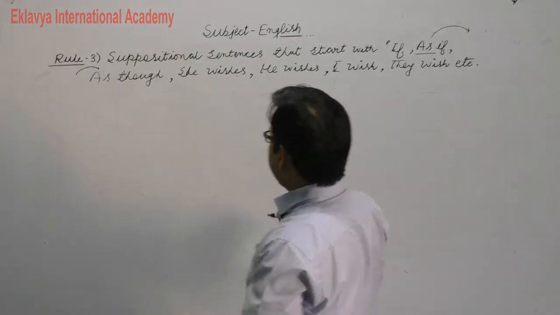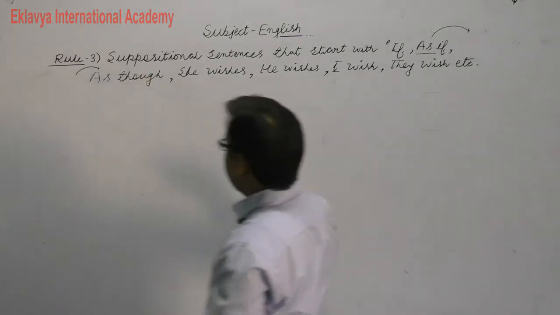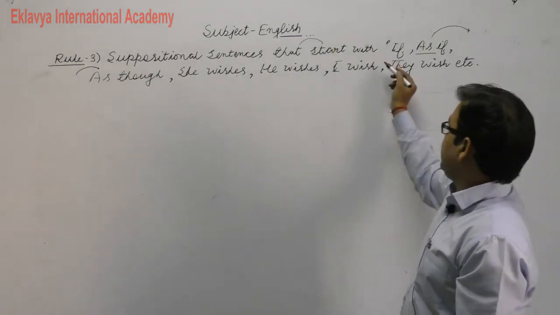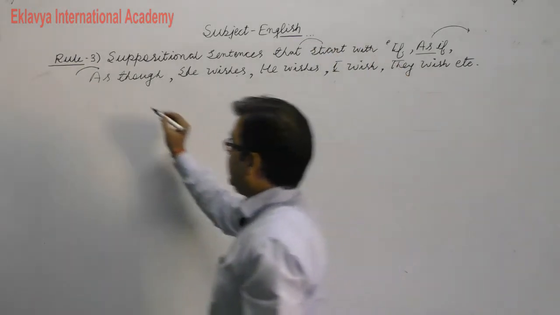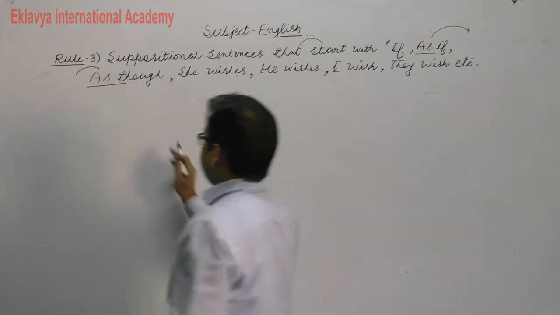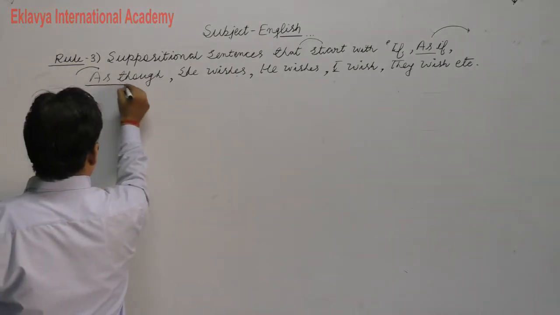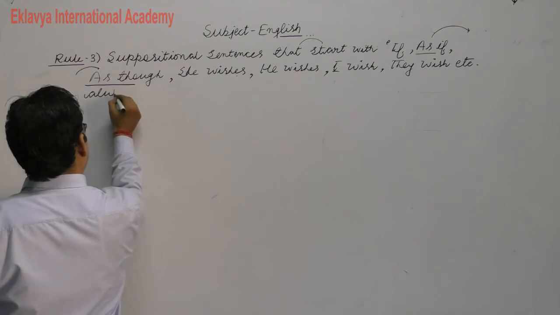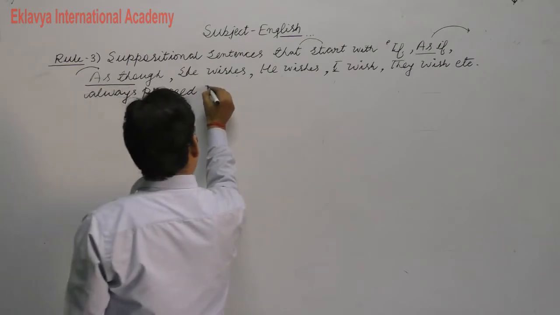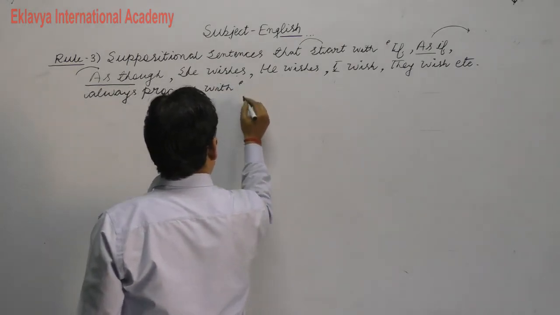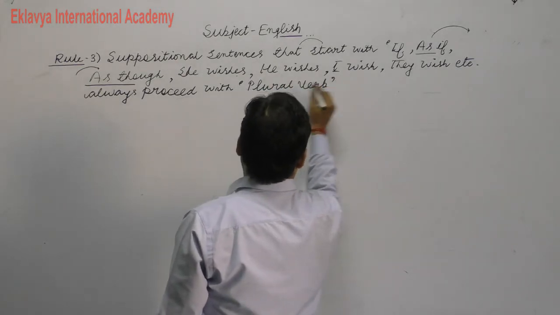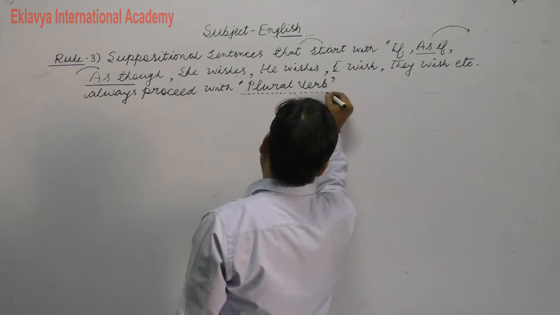Okay. Suppositional sentence means your imaginary sentence. Suppositional sentences that start with if, as if, as though. Okay. She wishes, he wishes, I wish, they wish, etc. Always proceed with plural verb.